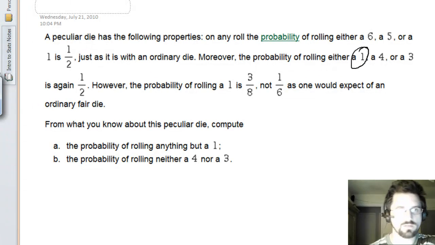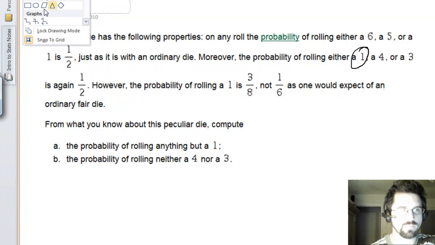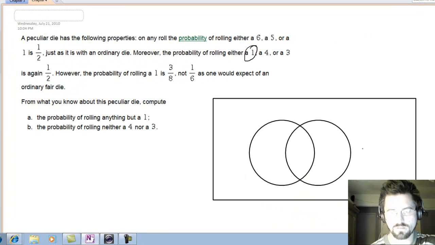So I'm going to draw, actually, how can I do this? Make it a little neater than last time. Okay, in the first circle, which I will call A, we're rolling a 6, 5, 1 is in the intersection, 4 and 3 is over here. So these are the various values you can roll. Therefore the one we're leaving out is 2.